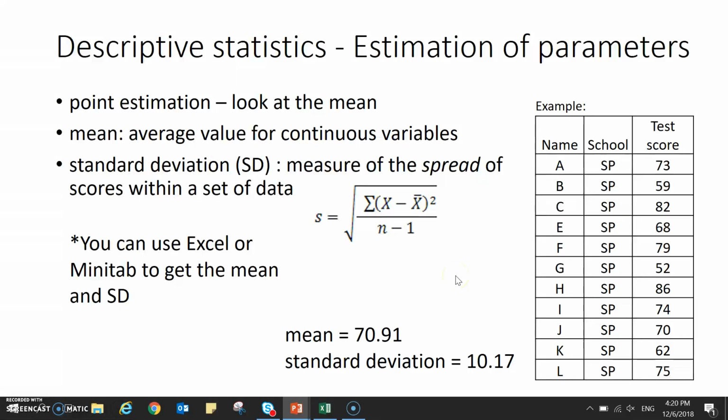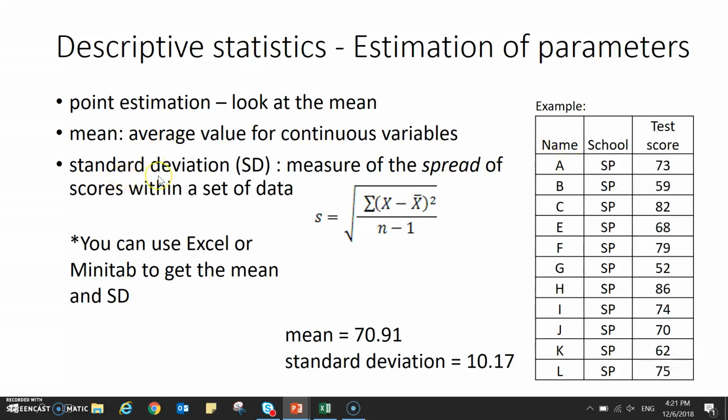When we are looking at descriptive statistics, it is used as an estimation of parameters. When you use a point estimation, you are trying to look at the mean of a set of continuous quantitative data. So the mean is actually the average value for the continuous variable. In this example, we have taken various individuals from SP and look at their test score for a particular test. The mean of this test score will show you the average value for this group of students.